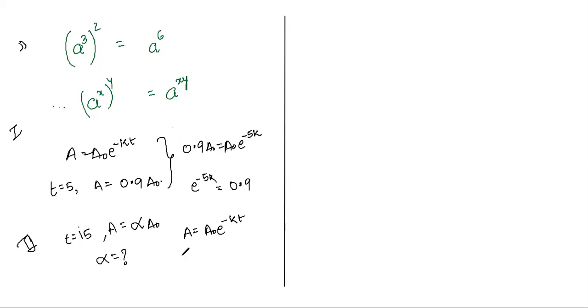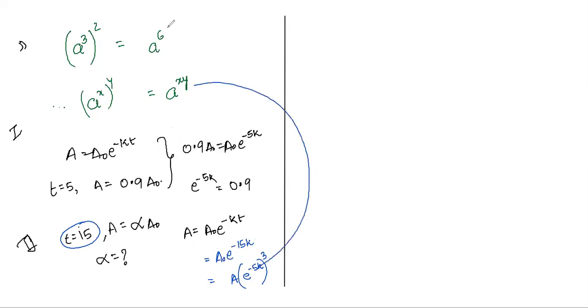All we did is, instead of e power minus kt, instead of t, I substituted 15. So we had the expression e power minus 15k. Now, this 15k can be written as e power minus 5k whole cube, just the way this expression was true over here.